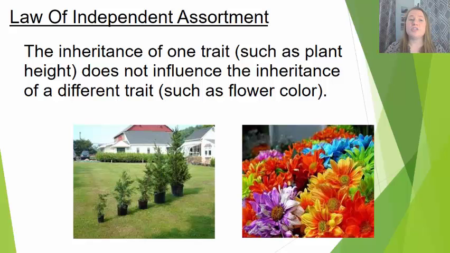The other law that you need to know is the law of independent assortment. This is saying that inheriting something like eye color or plant height is totally separate from inheriting a different trait. So each trait is inherited or randomly separated out. So they're inherited separately.